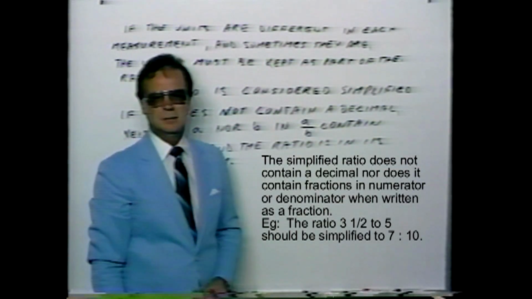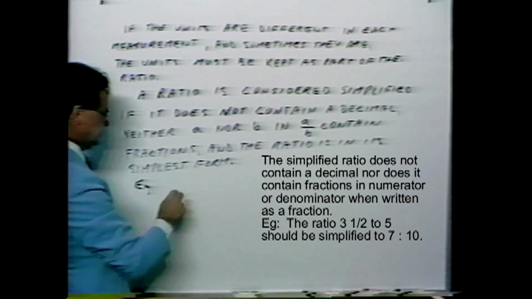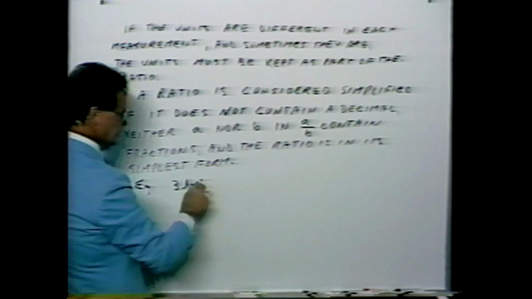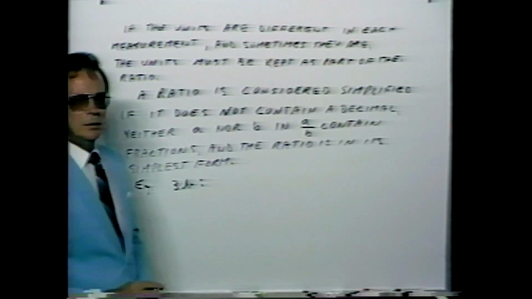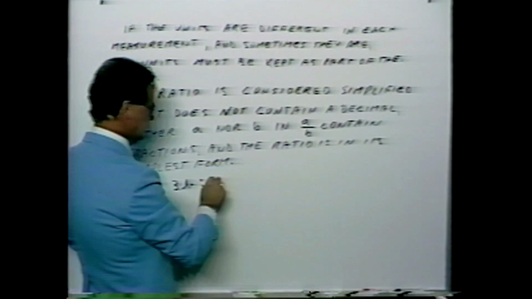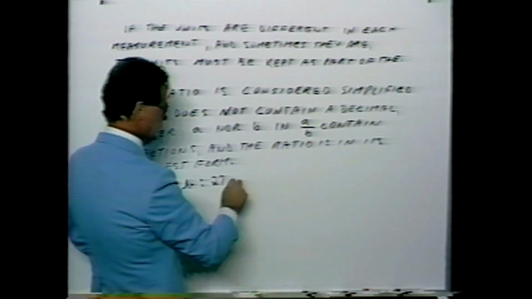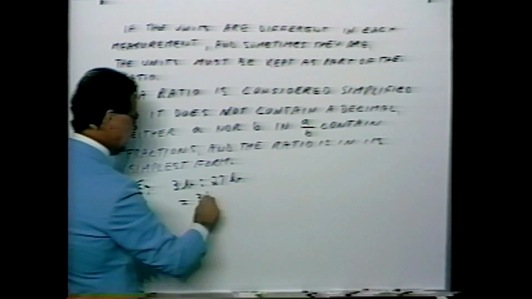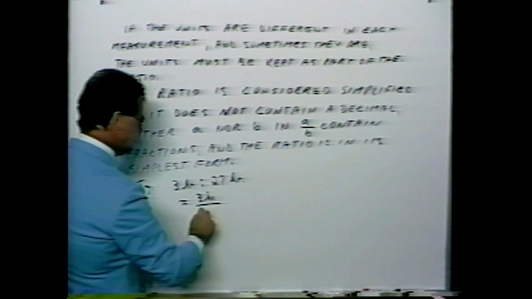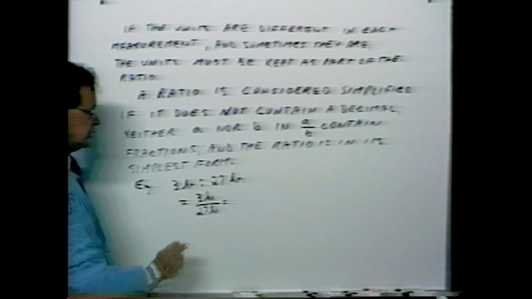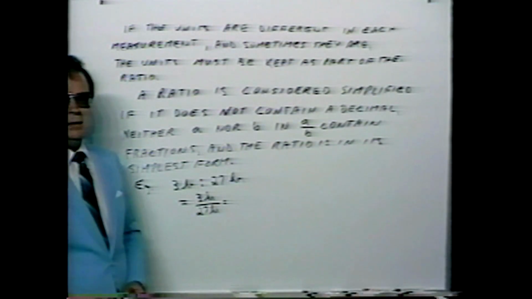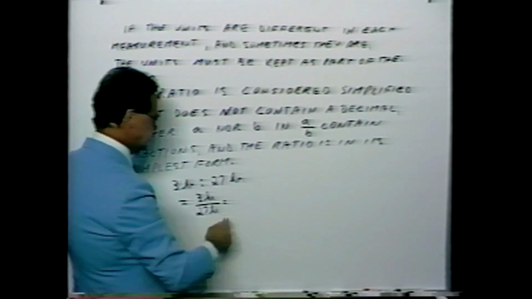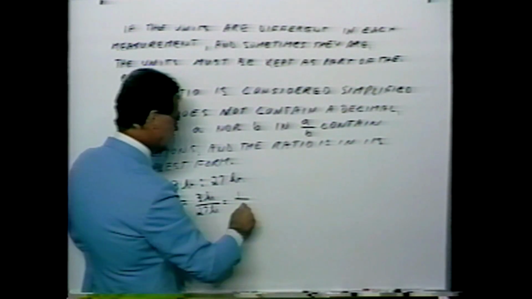For example, 3 hours is to 27 hours. Since the units of measurement are the same, then the absolute ratio representing the given ratio is 1 over 9.